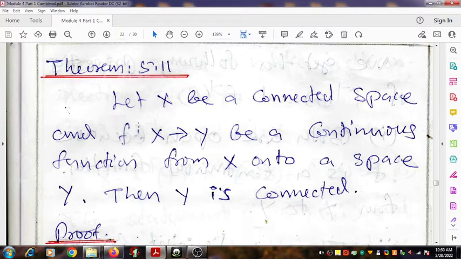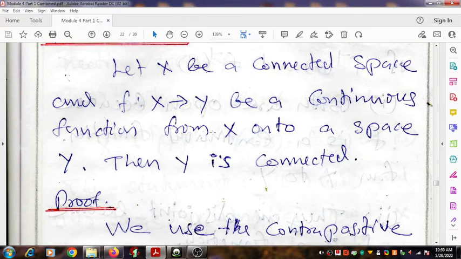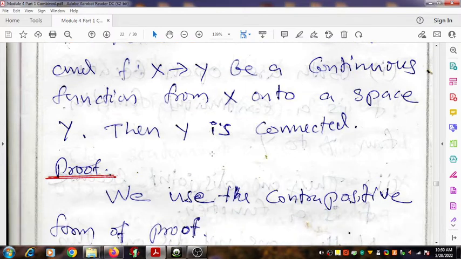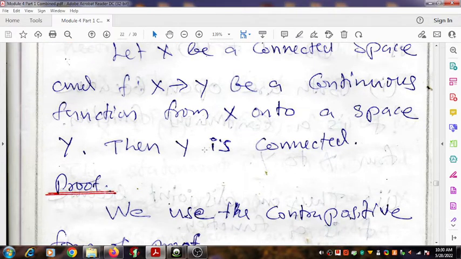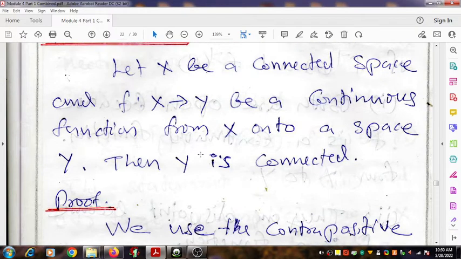So let's once again read the statement. Let X be a connected space, and F is a function defined from X to Y. It's a continuous function from X onto Y. If it is a continuous function onto Y, that means there is no point left in Y that does not have any pre-image in the first space. And then Y is connected. Y is the image space of the space X under the mapping F.